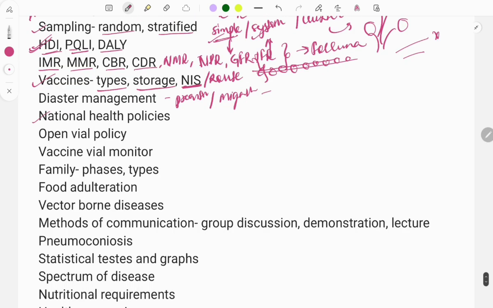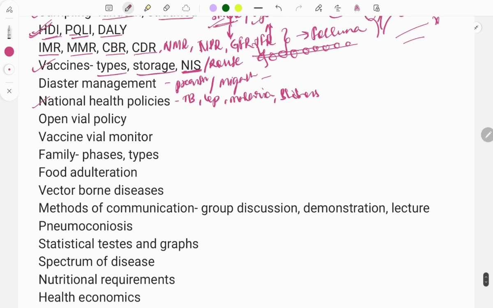Like national health policies, there are various health policies for TB, leprosy, malaria, dengue, chikungunya, and also for blindness. So you need to look at these national health policies and what all benefits are provided under these policies. Then moving on to the open vial policy. Already I have uploaded a video on the national health policies. Images have also been discussed, along with the previous year questions. So do watch that video on the national health policies.